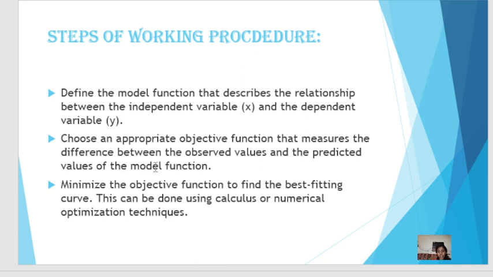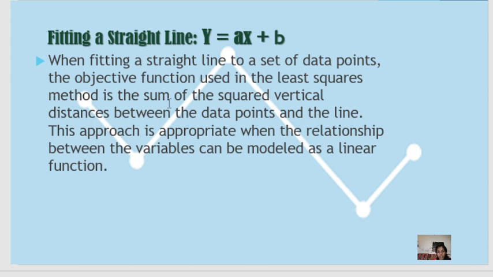Now let's look into the first approach: fitting of a straight line y equals ax plus b. When fitting a straight line to a set of data points, the objective function used in the least square method is the sum of the squared vertical distances between the data points and the line. This approach is appropriate when the relationship between the variables can be modeled as a linear function. In the question they will tell us which type we are going to fit. Here, when the equation is y equals ax plus b, we use this approach.